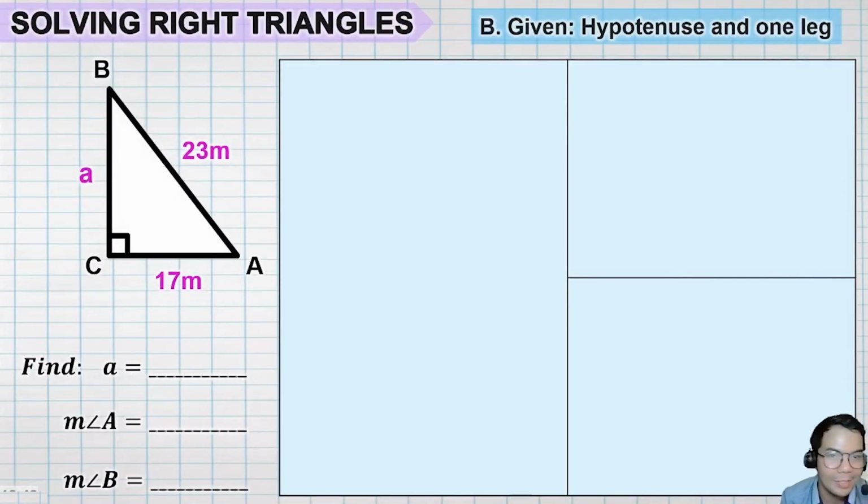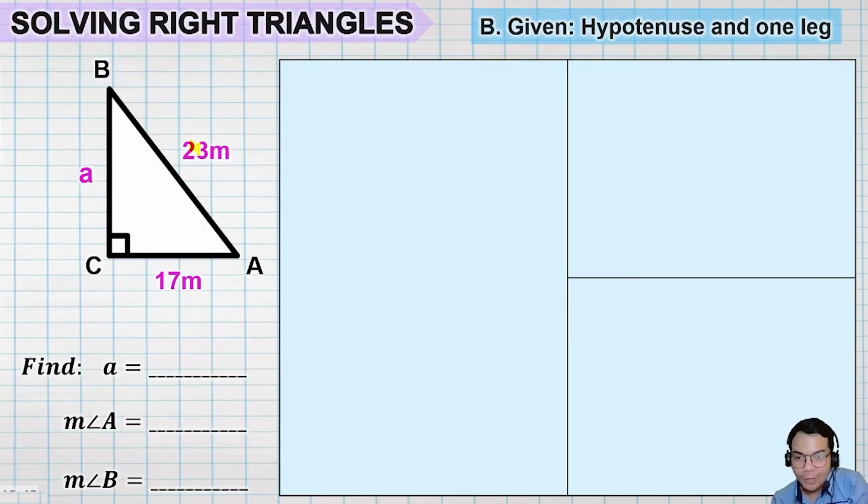Let's proceed with the second type or the second scenario wherein kung ang given naman natin ay hypotenuse at saka yung isang leg. This is almost the same scenario with the first one. Although pagkakaiba nga kanina, dalawang legs yung given. Dito, yung isang given is the hypotenuse.